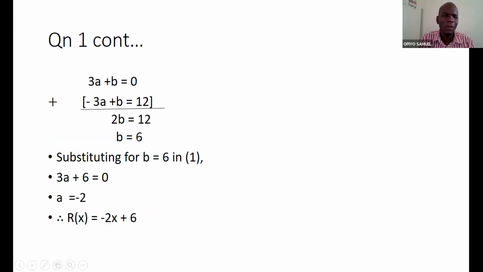For part A, we want to find the equation of a line passing through the point A, which is (1, 0, -3), and point B, which is (-2, 4, 1). Now to get the equation of a line, you need a vector which is parallel to the line. We call it the directional vector. And you need a known point on the line.